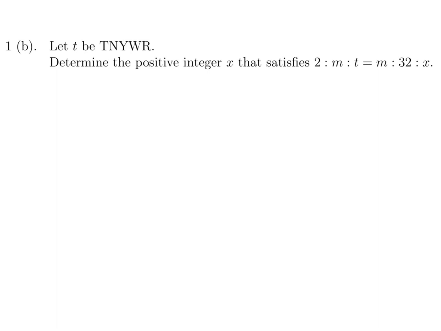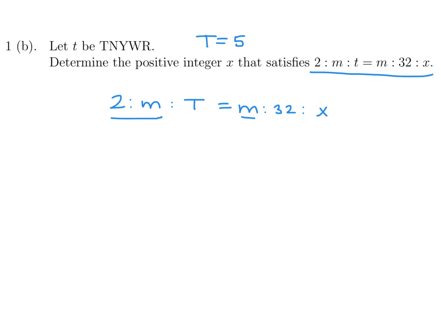Let t be TNYWR, and we figured out that t is 5 because it's the answer to the previous part. And then we have: determine the positive integer x that satisfies that. So 2 to the ratio of m to the ratio of t is equal to m to the ratio of 32 to the ratio of x. Okay, so let's just concentrate on those guys. That means that 2 over m is equal to m over 32. So that means if you cross multiply, m squared would be 64, so m would be 8.